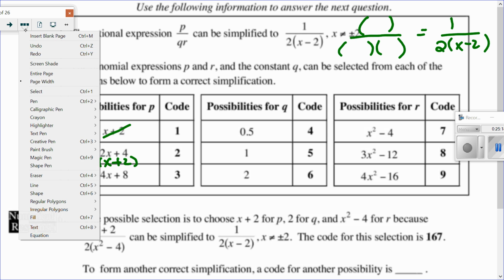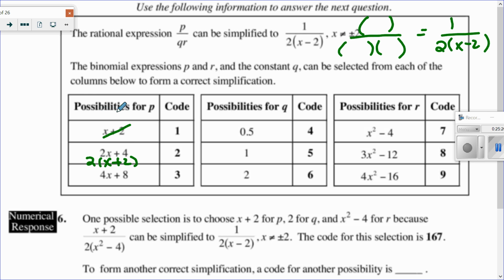So I'm just going to get some different colors going here so we can separate this out. So on the top here, I'm going to put P. My value for P is going to be 2 times x plus 2. I don't know if this is going to work. We're going to do trial and error. Okay, so I'm trying it with this for P. Okay, now let's go to Q. Q and R are on the bottom.